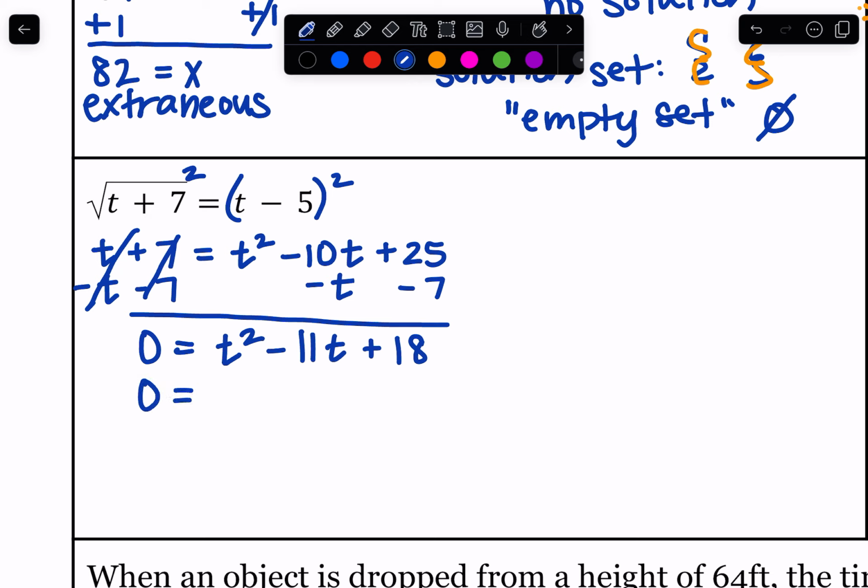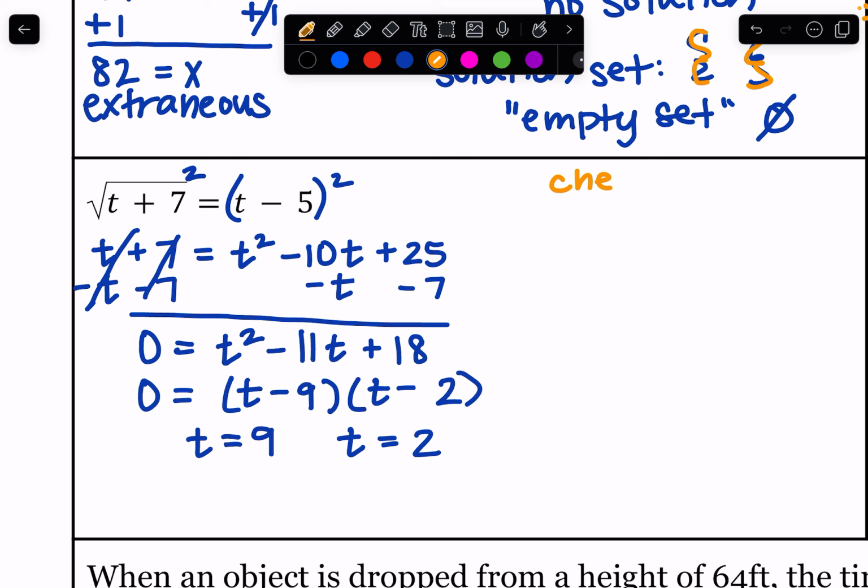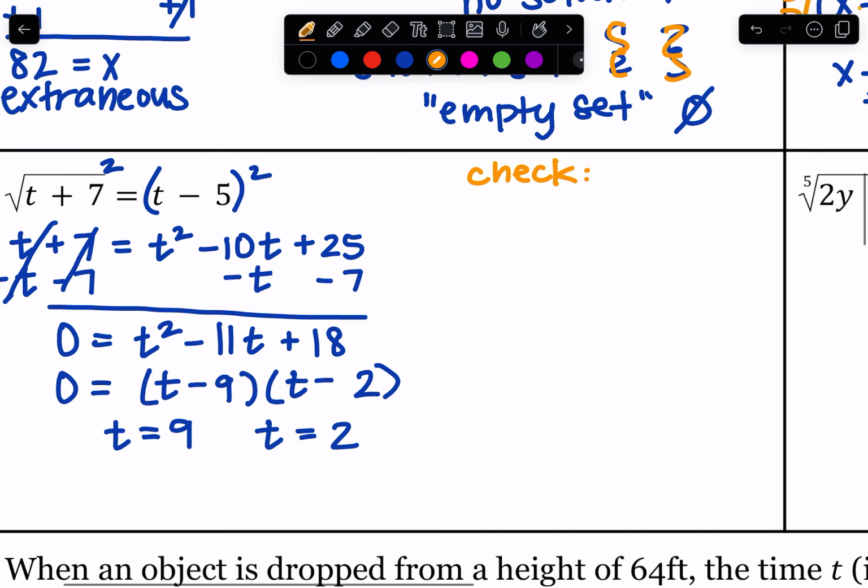Now you can do a lot of different things here, but this one's very easy to factor. So this would be t times t. 9 times 2 gives me 18 and adds to get 11, and we need a negative 11, so they're both negative. Using the zero product property, I would get t equals 9 and t equals 2. We do need to check both of these to make sure neither are extraneous.